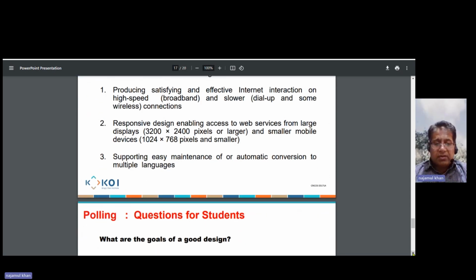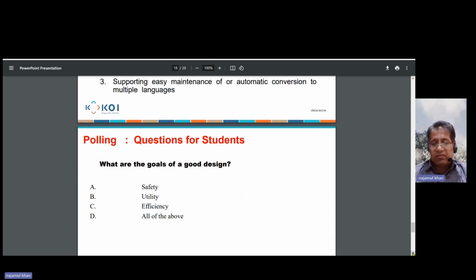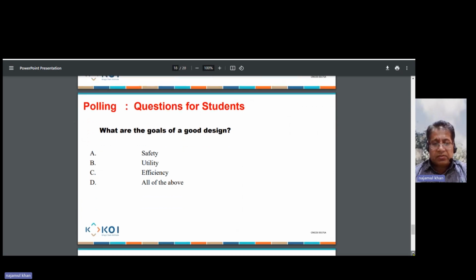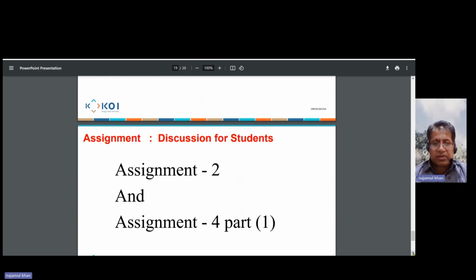All right. Another question here. What are the goals of a good design? I will say all of the above here: safety, utility, efficiency. Definitely, these are the important goals of design here. Okay, now we have covered almost all the information here.